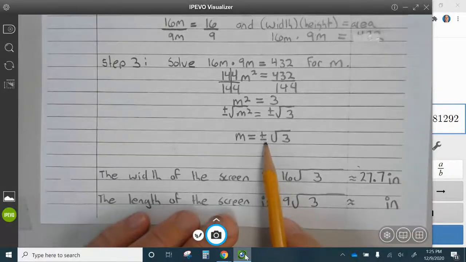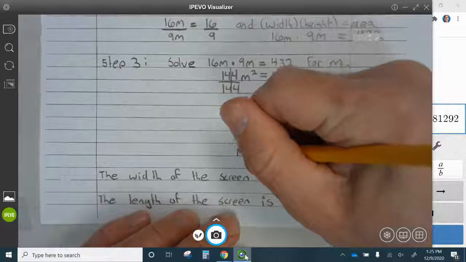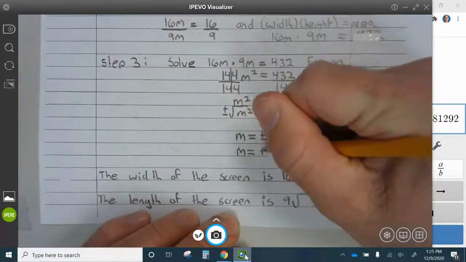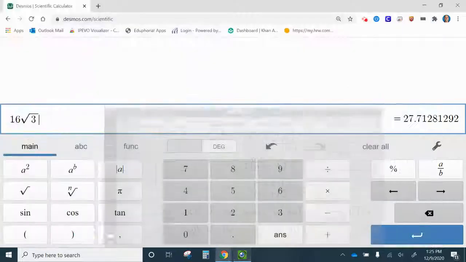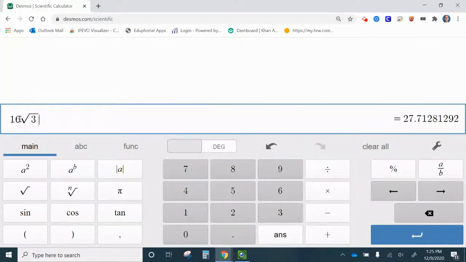Notice that we didn't use a negative because you only use positive dimensions. So we would say that m is the positive square root of 3. We don't use negative when we're talking about dimensions. So now 9 times the square root of 3 is 15.6.